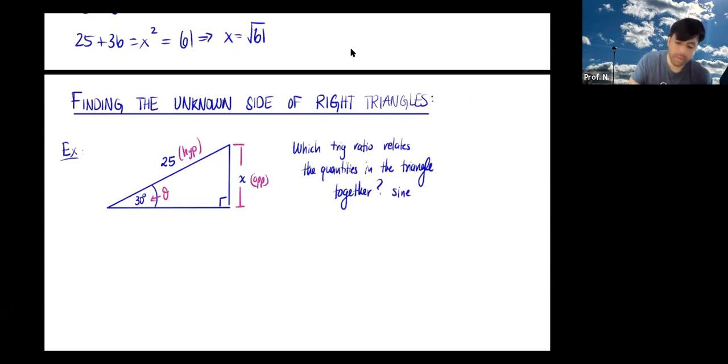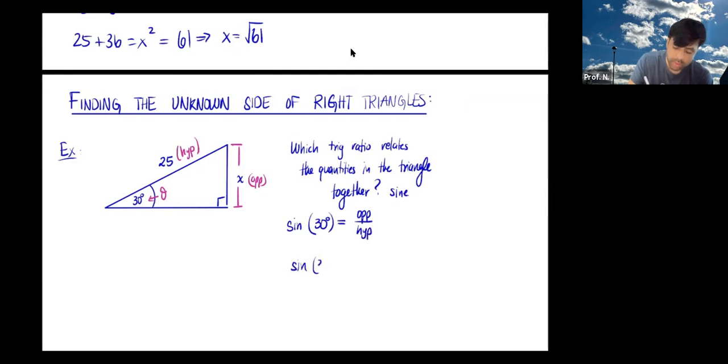And then what do we know? We know that sine of the angle is opposite over hypotenuse. You know what? I'm going to write this as theta. So sine of theta equals opposite over hypotenuse, which means that sine of 30 degrees is equal to x over 25.